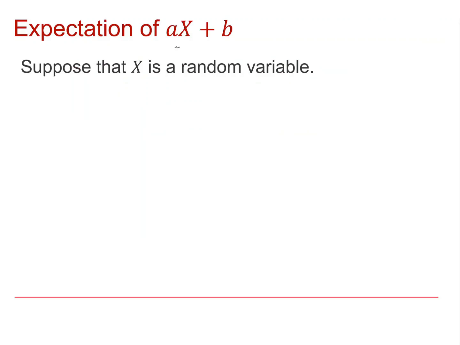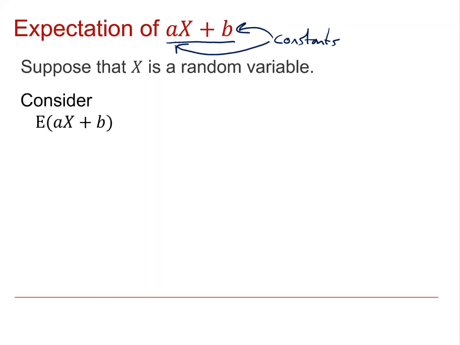We are interested in what the expectation of aX plus b is going to be, where a and b are both constants. In other words, they're independent of our random variable X. So if we consider the expected value of aX plus b, well, we know that to be the sum of all the values of ax plus b times the probability that our random variable X is going to be equal to that value of x.